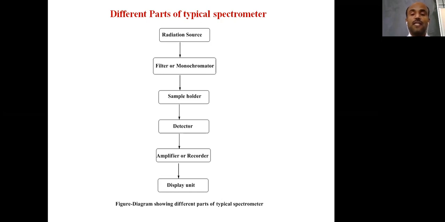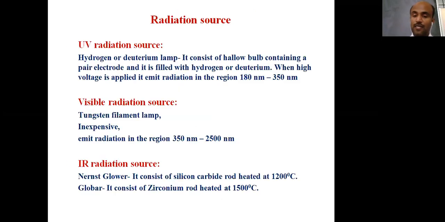Radiation source is connected to the filter or monochromator, followed by the sample holder. Then the sample holder is connected to the detector. Detector is connected to the amplifier or recorder. And at the last, we have the display unit, that is a computer screen. Now we will discuss all these components one by one. First is the radiation source.